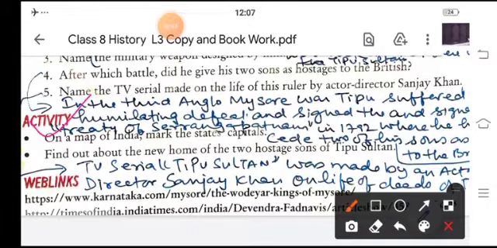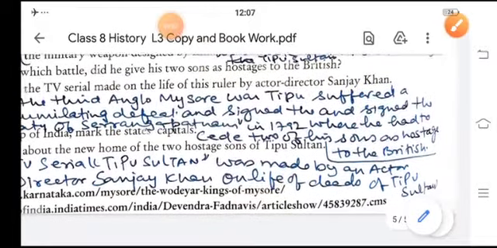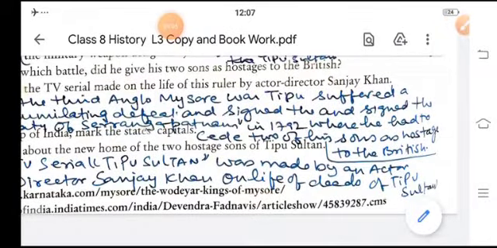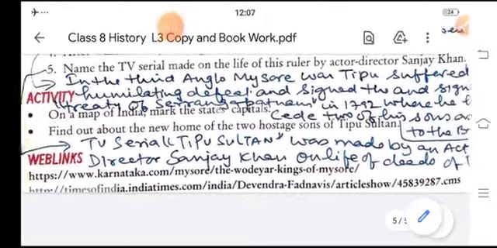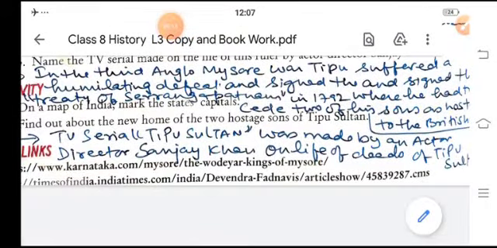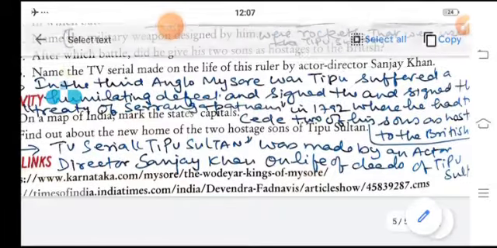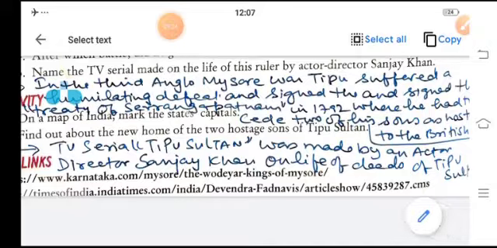In the Third Anglo-Mysore War, Tipu suffered a humiliating defeat and signed the Treaty of Seringapatam in 1792, where he had to give two of his sons as hostages to the British. Then fifth one, name the TV serial. The TV serial Tipu Sultan was made by actor-director Sanjay Khan on the life and death of Tipu Sultan. So that's all for today. We will meet in our next session with a new chapter. Till then, have a nice day and take care of your health.